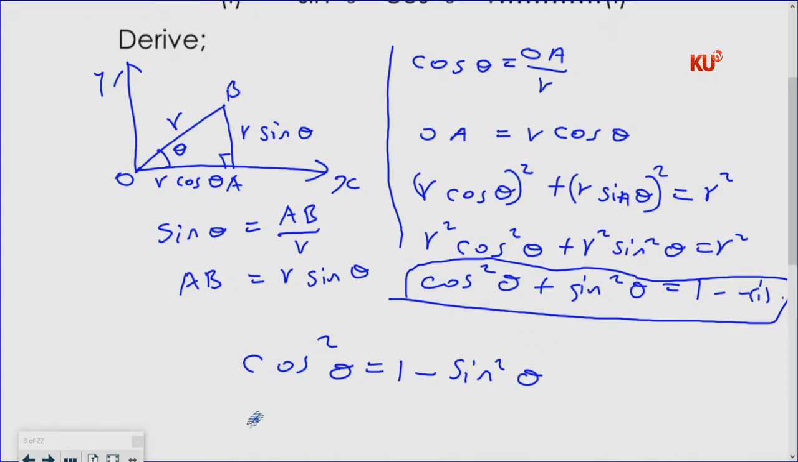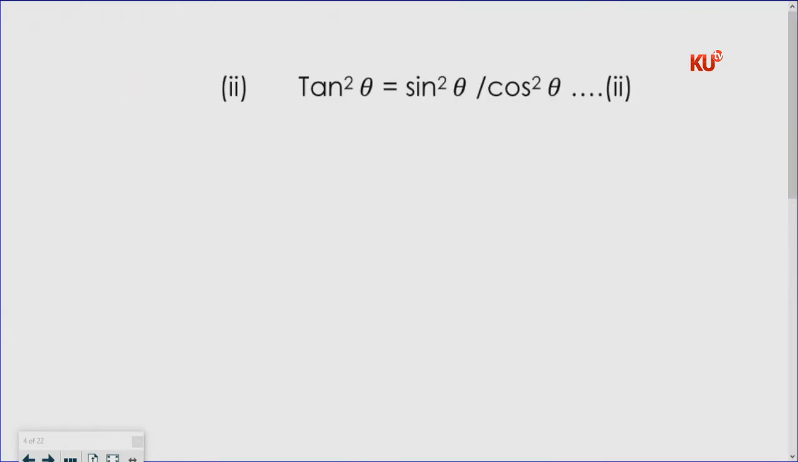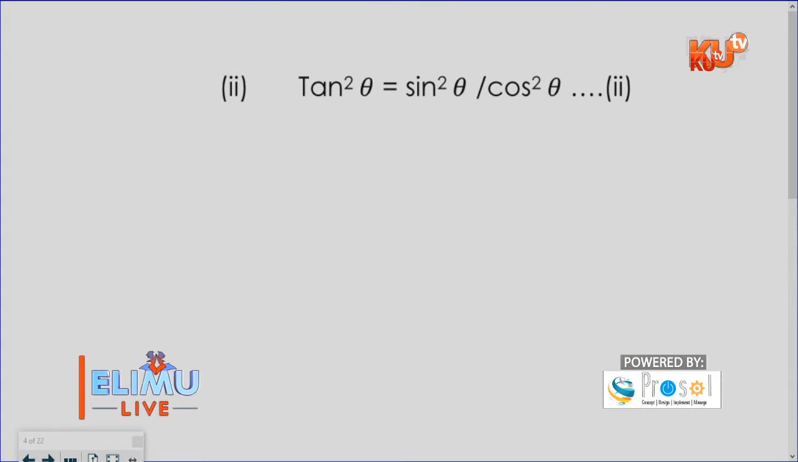So you can say sine squared theta is equal to 1 minus cos squared theta. So learner, this particular idea will help us towards the end of the lesson when we shall be looking at trigonometric equations. Then finally, we can look at the second identity.